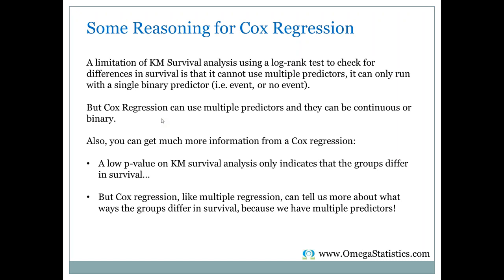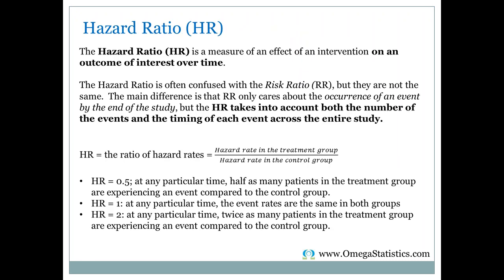The low p-value on the survival analysis only indicates the groups differ. Remember, we talked about that. But Cox regression, like a multiple regression, can tell us more about the ways the groups differ, right? What contributed the most to it? What predictors do or don't have anything to do with our outcome. So very, very interesting. Very good. So let's look at this hazard ratio.